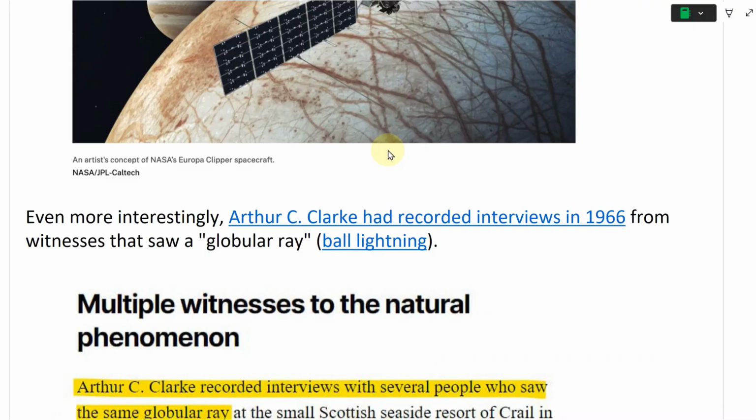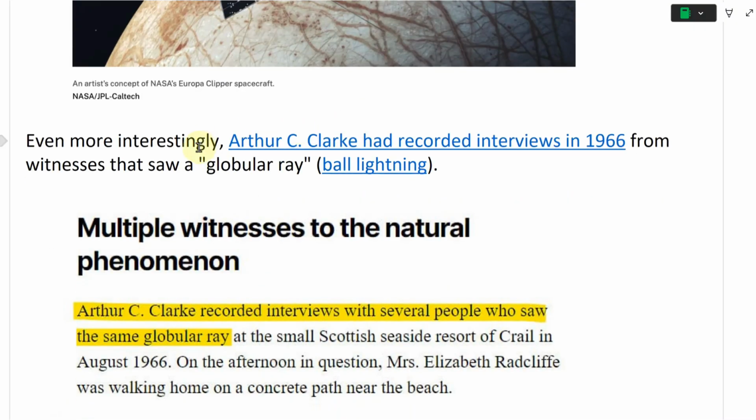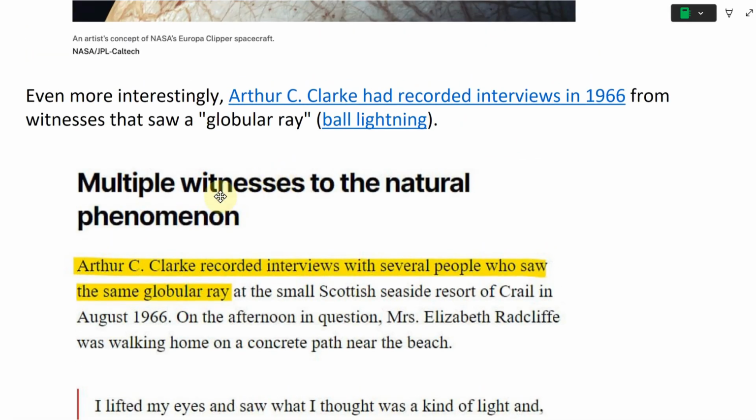All right, and now going further on Arthur C. Clarke. So even more interestingly, Arthur C. Clarke had recorded interviews in 1966. I want to see if I can find these interviews. I got this from this article, from witnesses that saw a globular ray, in other words, ball lightning. And here I'm going to read some of that article.